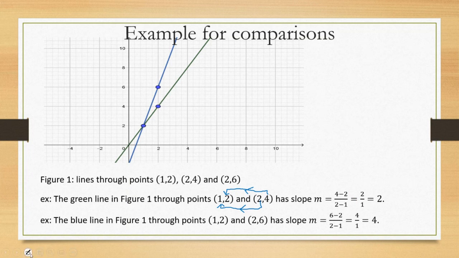Now let's do the same thing with the other line, the blue line. That's this line here. This line, as you can see, is passing through points 1, 2, just like the green line. It's also passing through 2, 6.